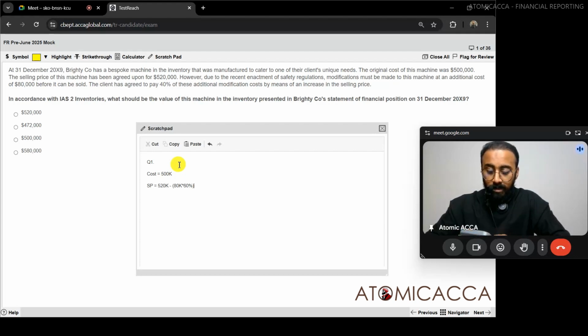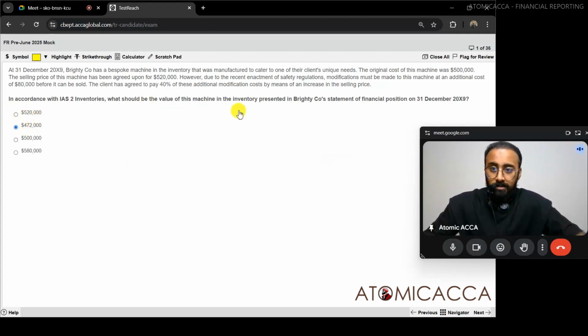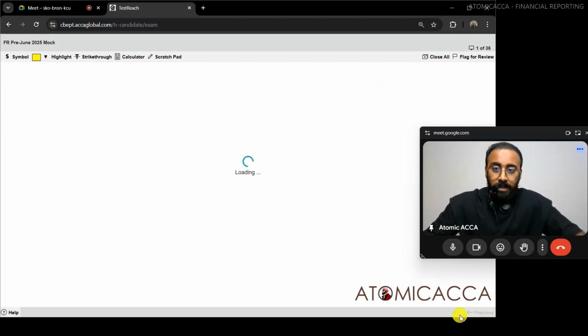So 48 from 525 minus out, that is equal to 472,000. Now cost is this much, and sales price, basically NRV, is this much. According to IAS 2 we have to value the inventory at the lower of cost and NRV. So this is the smaller value. So we have 472,000 over here, option number B. So that will be our answer. So this one is done.